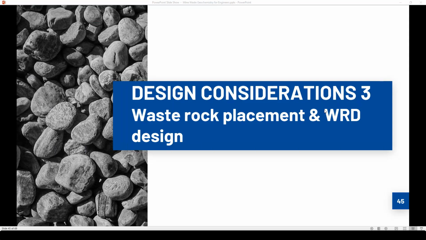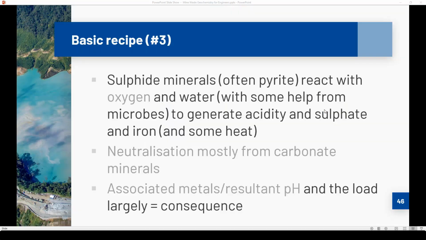For the third design case, I'm going to show some considerations within the waste rock dumps to show how we can understand both the geochemistry and use that geochemistry to inform our designs. So in this case, we're again going to look at how we can limit the availability of oxygen for our most reactive waste that we place in a waste rock dump.